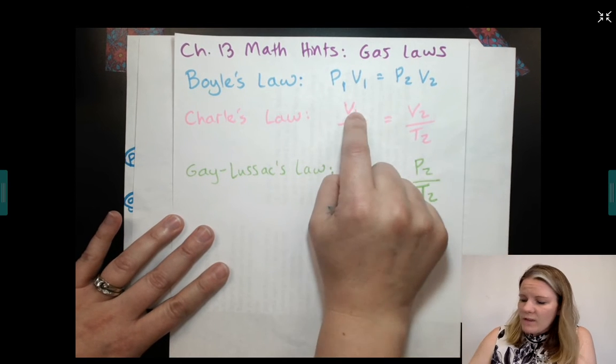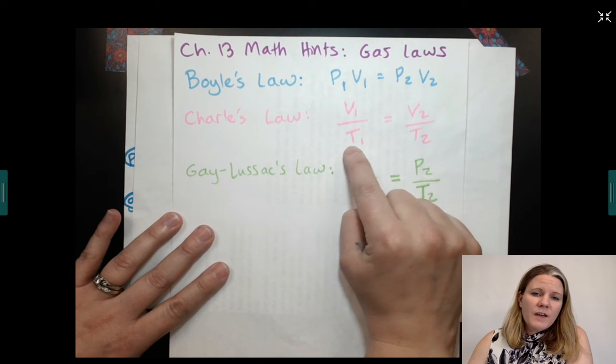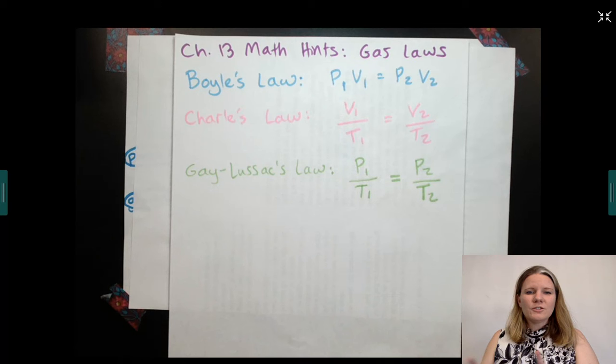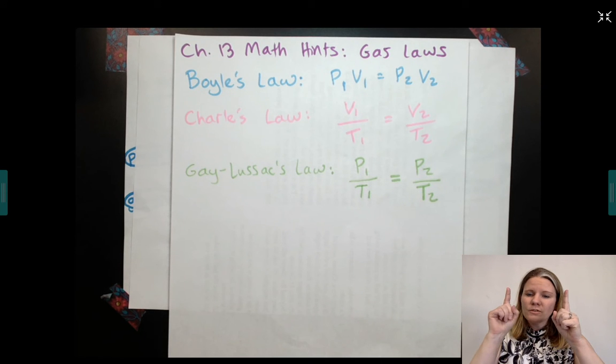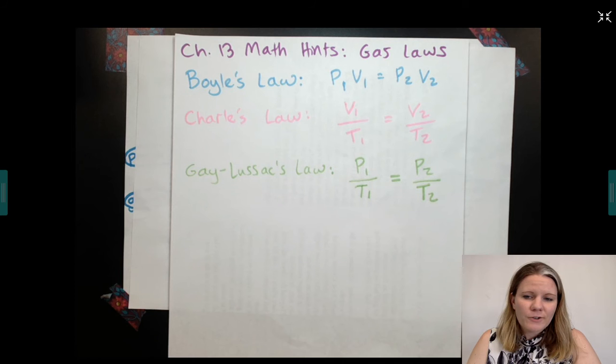So as 5 changed to a 7, volume went up. As a 5 changed to a 7, temperature went up. So these two are directly related, whereas if volume goes up, temperature also goes up. And so Charles' law shows that those two are directly related.